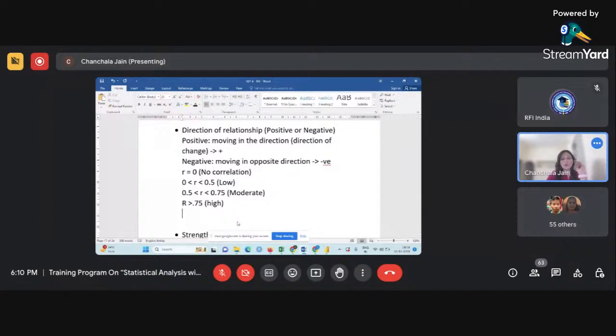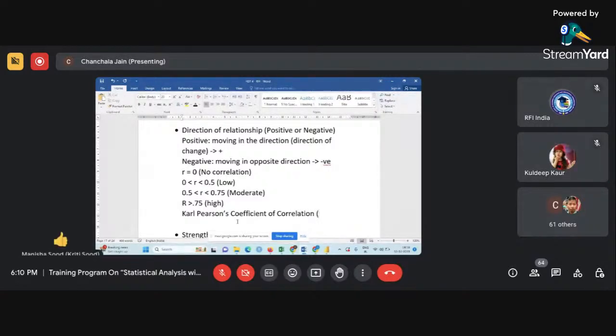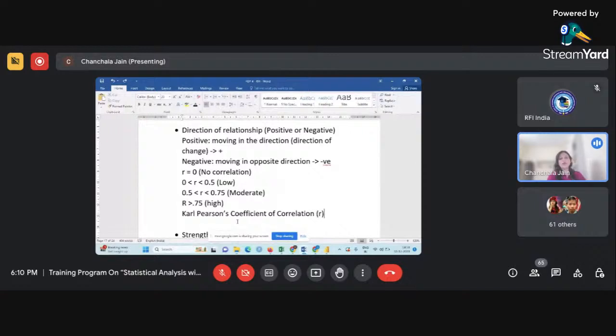Now, if I talk about correlation in Excel, maybe you people have heard about Karl Pearson's coefficient of correlation. Yes? Any one of you have heard? Yes, ma'am. Thank you for confirmation. This is generally represented by R, but there is one more correlation, that is Spearman's rank correlation. So there is a difference in these two correlations.